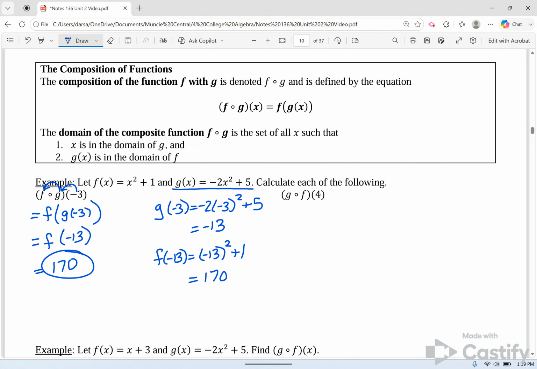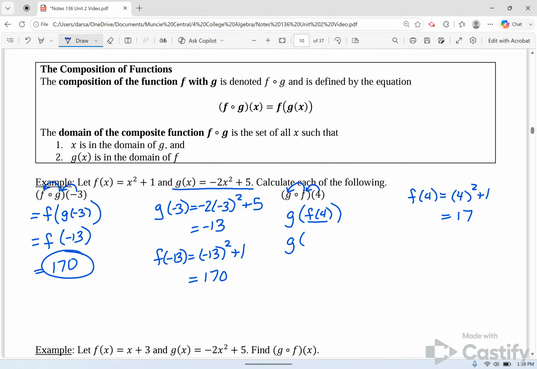Let's try it going the other direction. It's not always going to be f of g. Sometimes you're going to have g of f. What does this mean? Plug 4 into f, plug f of 4 into g. So we're going to have g of f of 4. How do we calculate this? You always do the inside function first. So what is f of 4? Well, that's 4 squared plus 1, or 17.